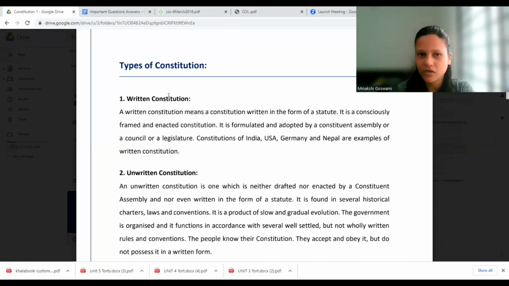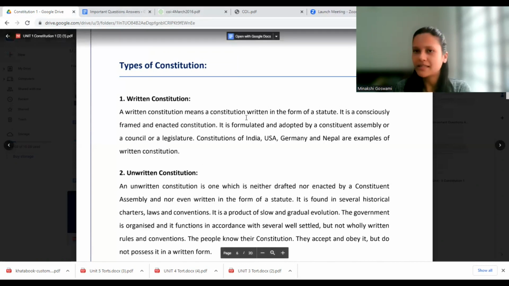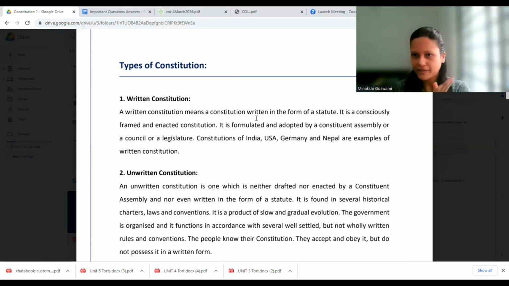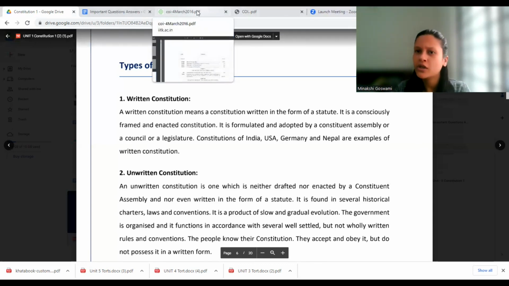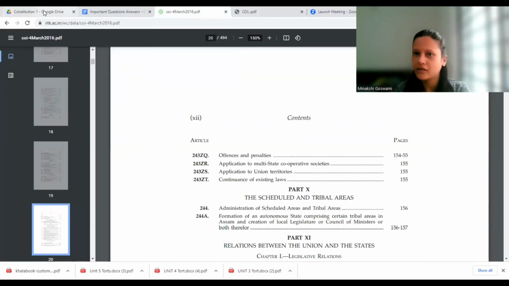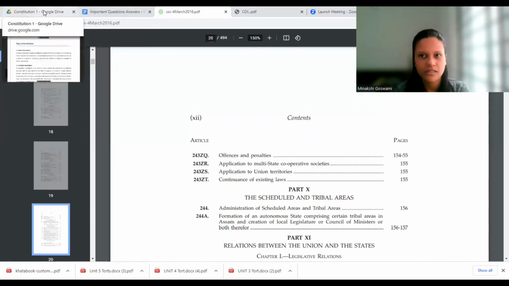So what is a written constitution? It means that just like how we have other legislations, the Indian Contract Act, Partnership Act, everything is written very clearly in one single document. In the same way, the Constitution is also written just like a statute in one single document, everything is there. So if you want to know whether a certain provision is there in the Constitution or not, you can simply open this PDF and check there. If it's written, it's there. If it's not written, it's not there.